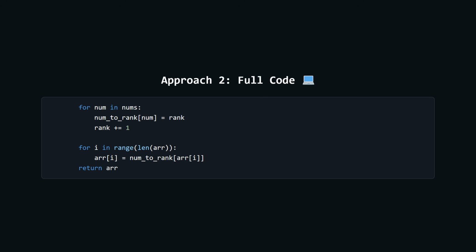Look how clean the loop is now. We just go through our unique numbers, save the current rank to the map, and bump the rank up by 1. Then we replace the original list values, just like before.